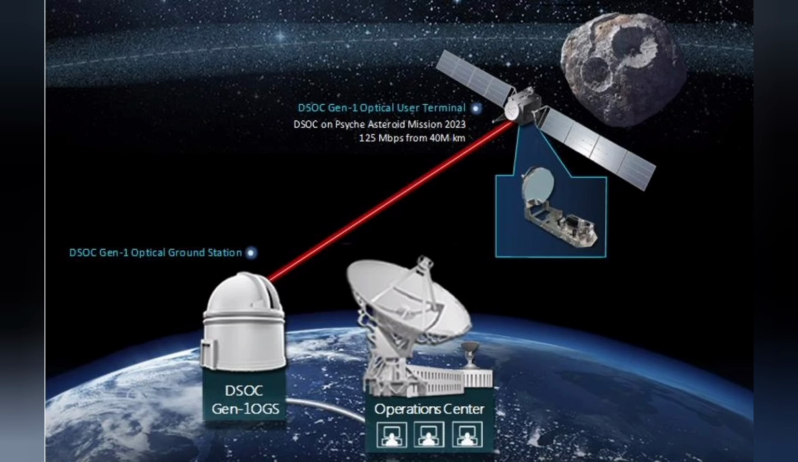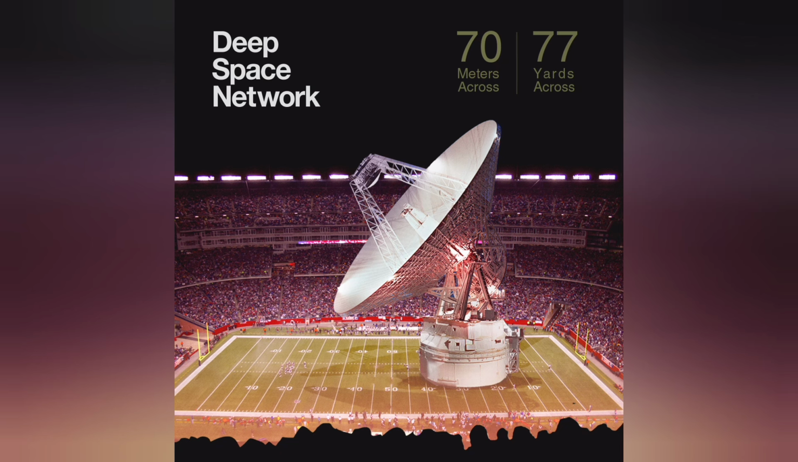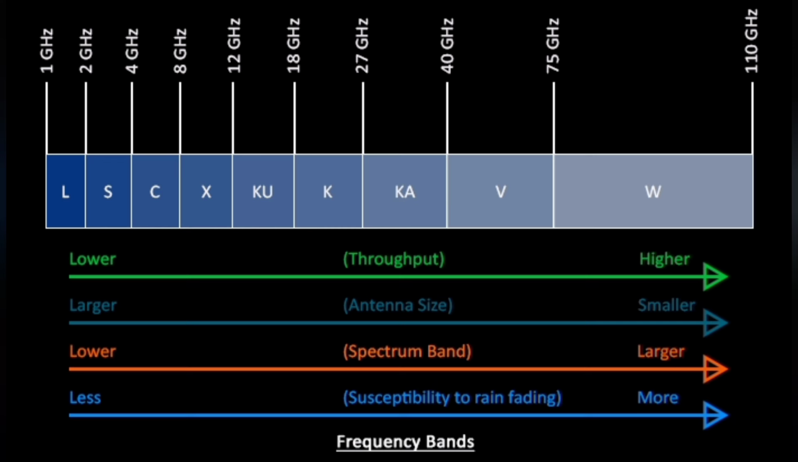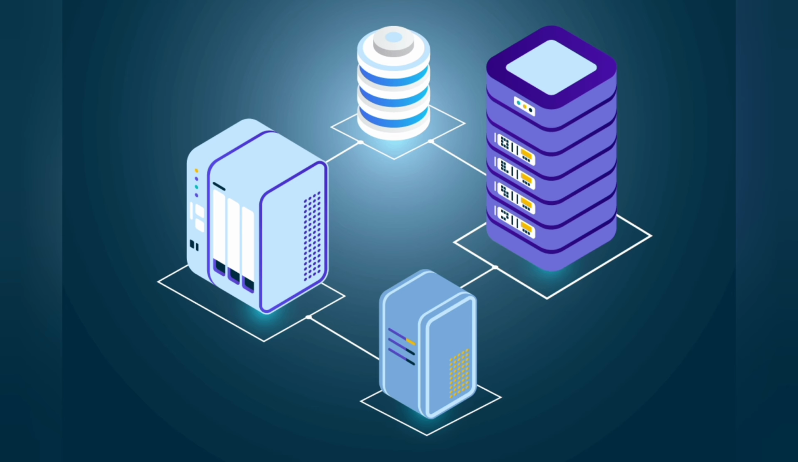Capabilities. 1. Deep space communication. The DSN enables communication with spacecraft that are millions of miles away from Earth. 2. High gain antennas. The large antennas provide high gain capabilities, allowing for sensitive signal detection and transmission. 3. Multiple frequency bands. The DSN operates on multiple frequency bands, including S-band, X-band, and Ka-band. 4. Redundancy and backup. The DSN has redundant systems and backup facilities to ensure continuous operation and minimize downtime.